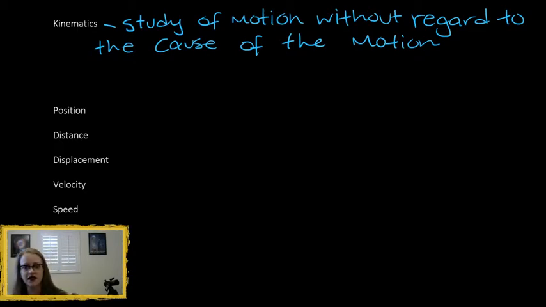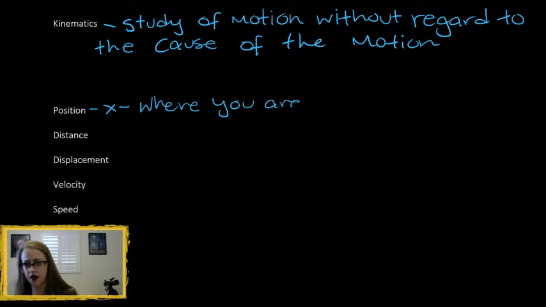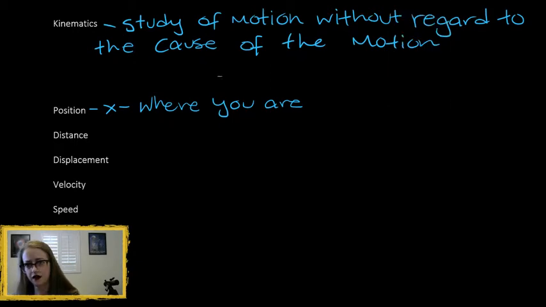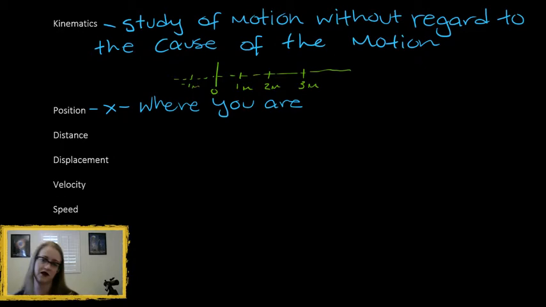So these are some of our basic terms we're going to look at real quick for kinematics. Number one, position. Position is referred to as x, and think about it as just where you are. So if you just have something like a line, and you're calling this 0, you might be 1 meter from that line. You might be 2 meters from that line. You might be 3 meters from that line. You might be on the other side. You might be -1 meters, whatever, where you are.